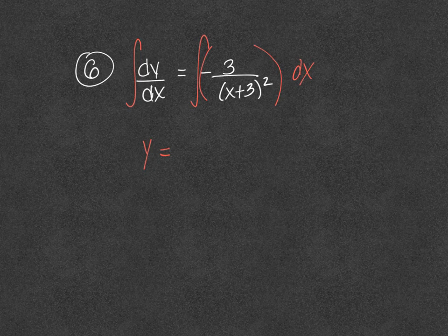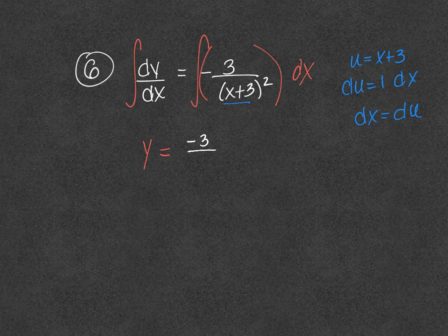But when I integrate the right side, I have to use u substitution. So this stuff that's inside the parentheses is what we're going to let u equal. So we have u is equal to x plus 3. For du, the derivative of x is just 1, and the derivative of 3 is 0. So the derivative is 1 dx. So really, dx is just equal to du. So if we plug it in, we have negative 3 over u squared, and dx is just du. And this is what I want to integrate.